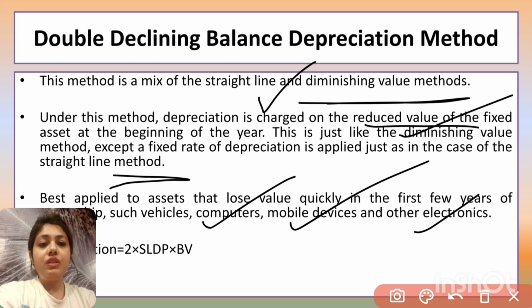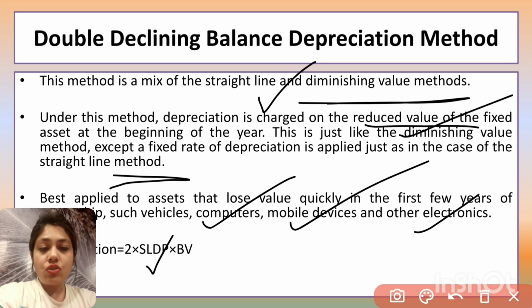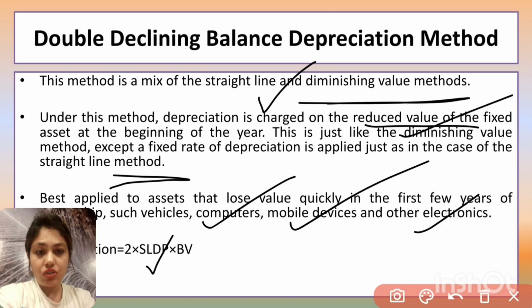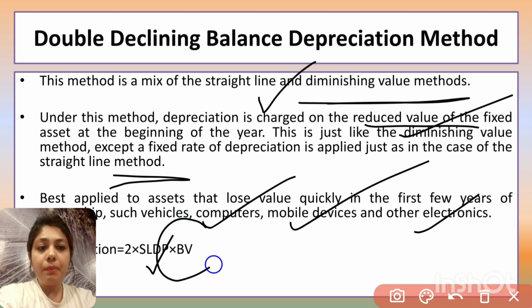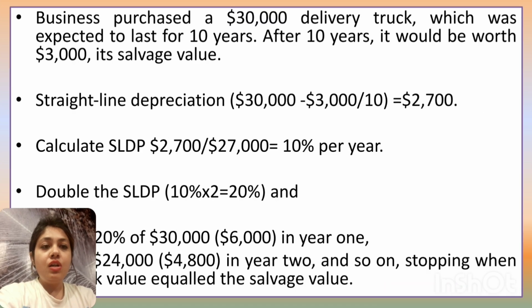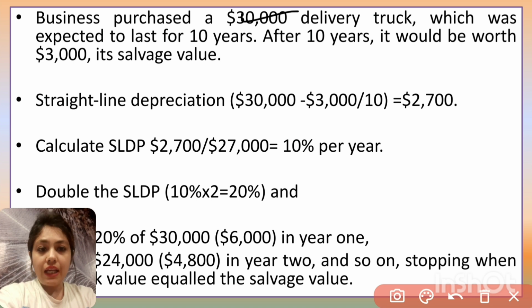Now how do we compute the depreciation? Double declining method: 2 into the straight line depreciation percentage, whatever is the percentage of straight line depreciation, into the opening balance of the book value, the opening book value of the asset, right? Let's understand this with the help of an example. Over here we have an asset, say of 30,000. The expected useful life is 10 years and the salvage value is 3,000.